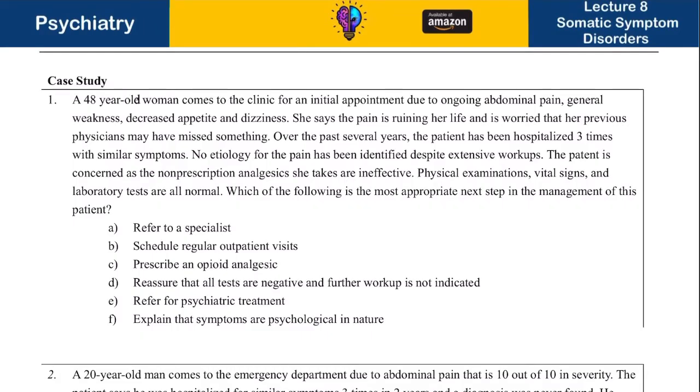Now, we have a 48-year-old woman who comes to the clinic due to ongoing abdominal pain, general weakness, decreased appetite, and dizziness. She says the pain is ruining her life and is worried that her previous physicians may have missed something. Over the past several years, the patient has been hospitalized 3 times with similar symptoms. No etiology for the pain has been identified despite extensive workups. The patient is concerned as the non-prescription analgesics she takes are ineffective. Physical examinations, vital signs, and lab tests are all normal. Which of the following is the most appropriate step in the management of this patient?